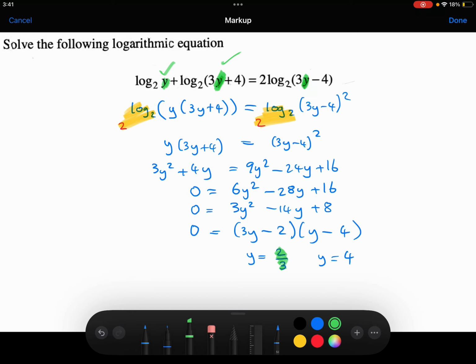But if I substitute the 2/3 in here, I get 3 times 2/3 is 2, minus the 4 is minus 2. And I can't do log of minus 2, that's not defined. So this is not a valid solution for this equation. It is for the quadratic, but not for that logarithm.